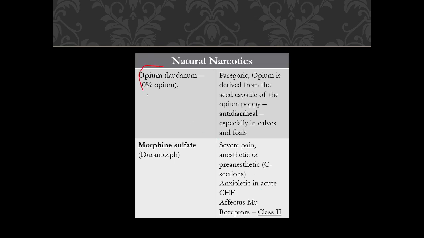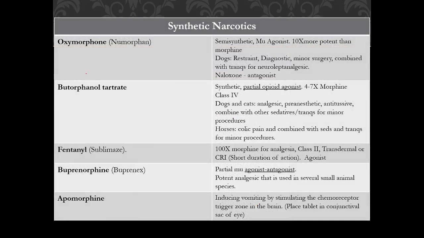So the first one we're going to talk about is laudanum. That old-timey medicine that you see in historical novels is opium. It's a paregoric. Opium is derived from the seed capsule of the opium poppy. It was originally used as an antidiarrheal, still used in calves and foals. So as an antidiarrheal, laudanum was used, and then people started to misuse it. Morphine sulfate, or Duramorph, is for severe pain as an anesthetic or pre-anesthetic, especially for C-sections, and as an anxiolytic in acute congestive heart failure. It affects mu receptors, and it is a class 2 medication.